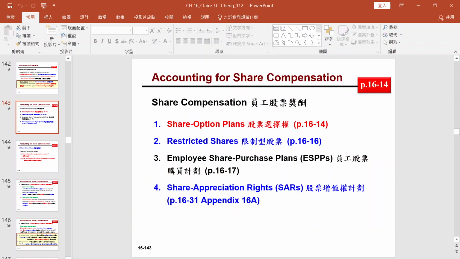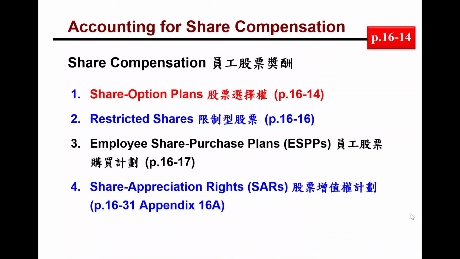So please go to 143. Okay. So for share compensation, 员工奖酬，员工股票奖酬. So the compensation is about shares. Actually, our company has three major share compensations. Okay. We give our employees compensations about shares; we have three cases, three ways. First is share option plans, 股票选择权. A share option plan is actually a share warrant. So you give your employees share warrants. So this is the first.